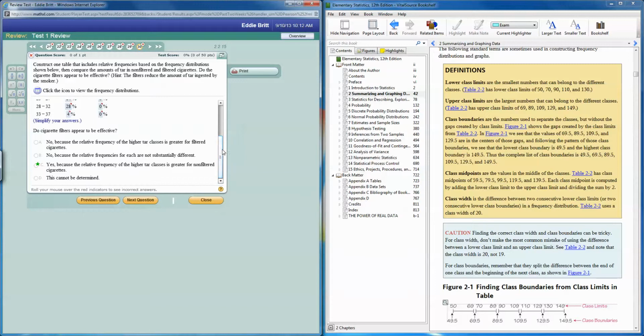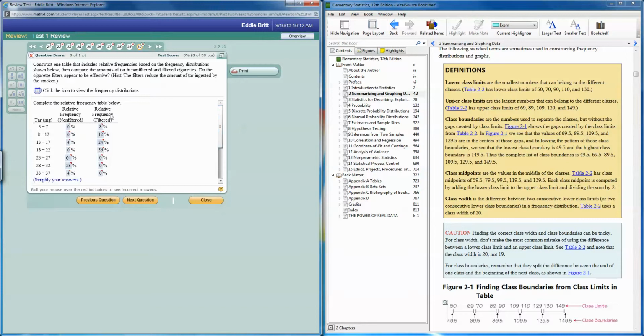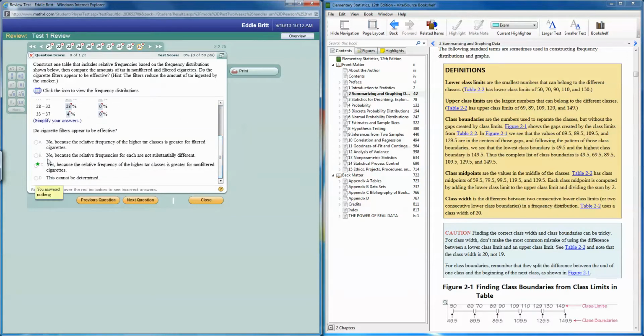Alright. Do the filters appear to be effective? Well, filtered has all the lower tars, where non-filtered has all the higher tars. So yes. Let's see what the answers are. No, so it's neither one of those. Yes, because the relative frequency of the higher tar classes is greater for non-filtered cigarettes. This cannot be determined is, of course, wrong. So that was only yes. That's the only one it could be.